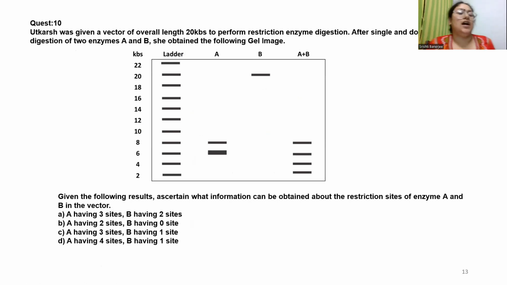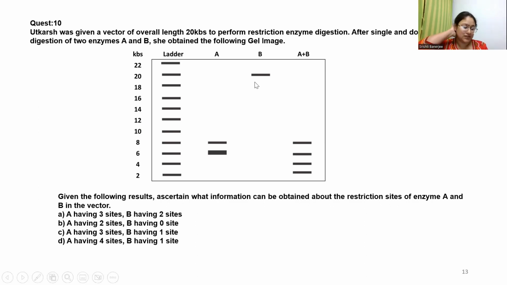Chalo. Again, Utkarsh was given a vector of overall length 20 kb and asked to perform a restriction digestion. After single and double digestion with 2 enzymes A and B, she obtained the following gel image. Now let me just clarify the question. 3 different experiments were done with the same plasmid. One is where the person performed the restriction digestion with one enzyme, that is A, then separately with B, and then together, in 3 sets. And he saw this gel result.